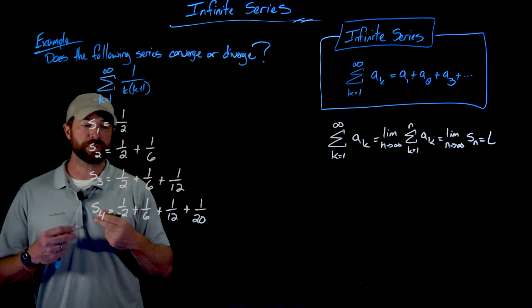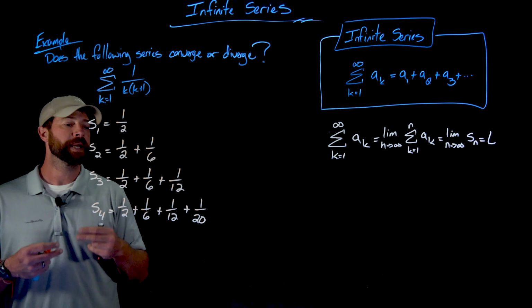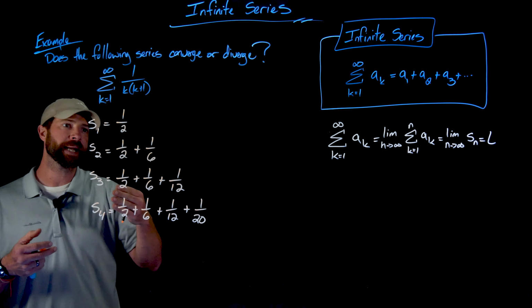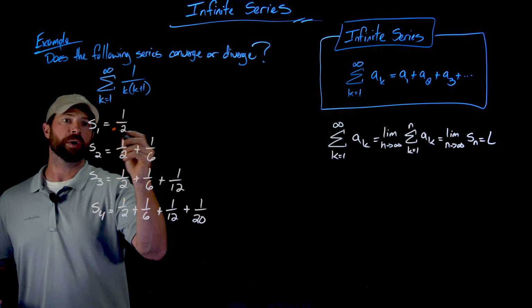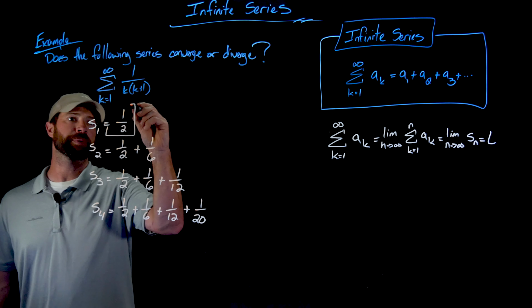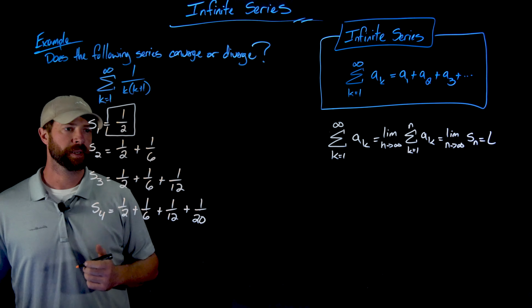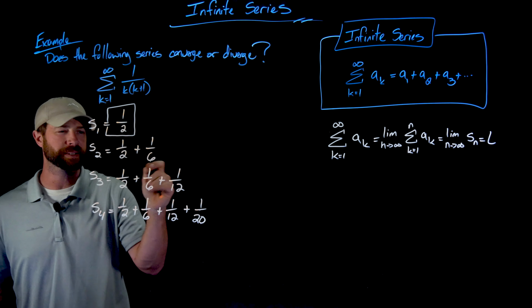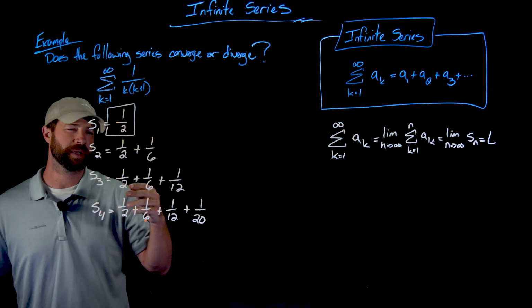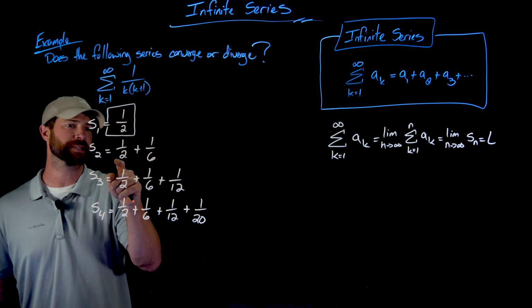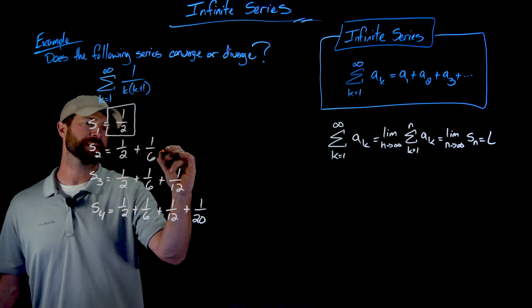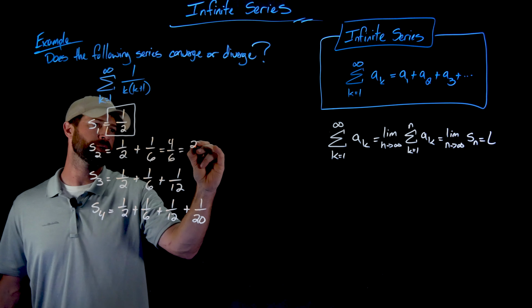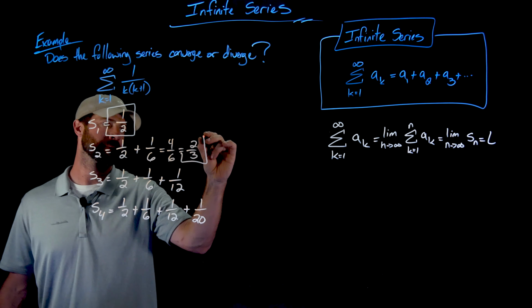Importantly, when investigating these infinite series, I don't actually care about what each term is. I care about what the summation is, these partial sums. So I have my first partial sum of 1/2. And for the second partial sum, I have 1/2 plus 1/6. Kind of hand waving through this, this is 3/6, and 3/6 plus 1/6 is 4/6, which can be reduced down to 2/3.